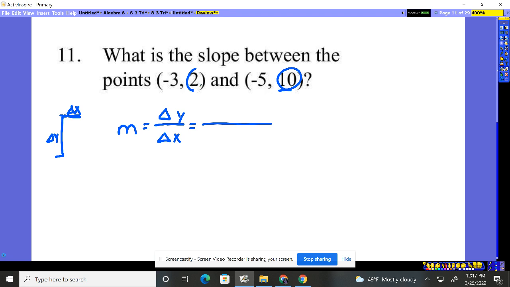I got 10 and 2 to start with. I could do 2 minus 10, or I'm going to go ahead and do 10 minus the 2. I'm going to subtract in that direction. Since I decided to subtract in that direction, I must start with the negative 5. Since I start with the 10, I must start with the negative 5 when I start the subtracting in the bottom. So it's negative 5 minus a negative 3.